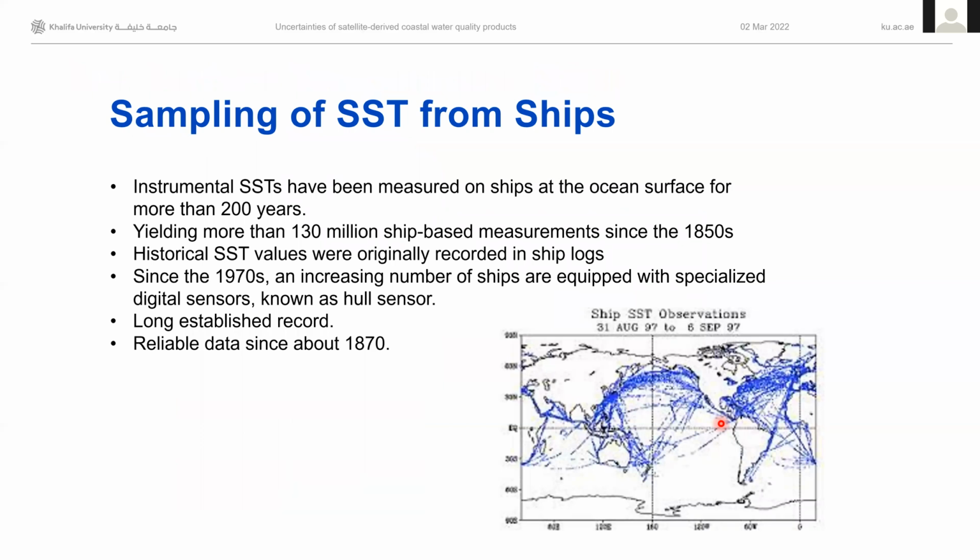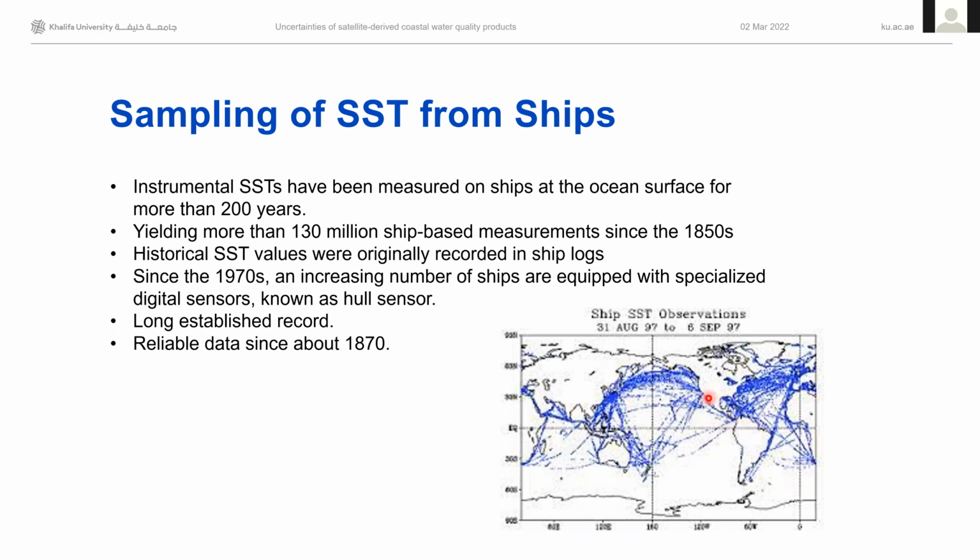Thus, the SST has been measured in the past, and the sampling of SST started from the ships, basically. The instrumental SST has been measured on ships at the ocean surface for more than 200 years. By now, we have more than 130 million ship-based measurements since the 1850s. And if you can see here in the map, these are the efforts that have been done in the past till now, of course, to collect the sea surface temperature based on the ships.